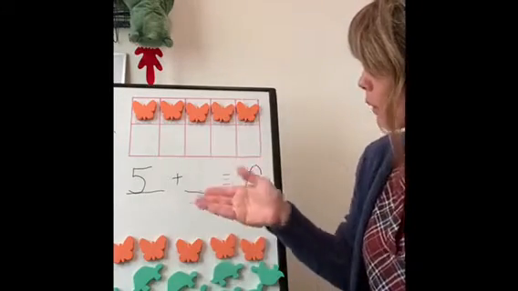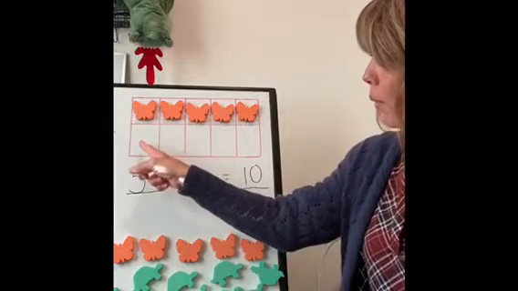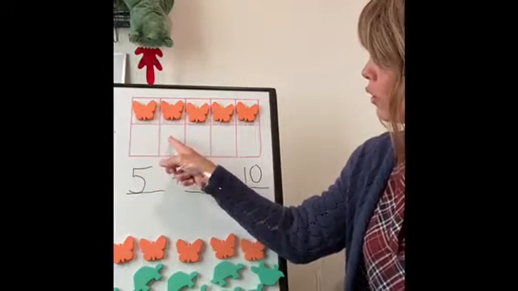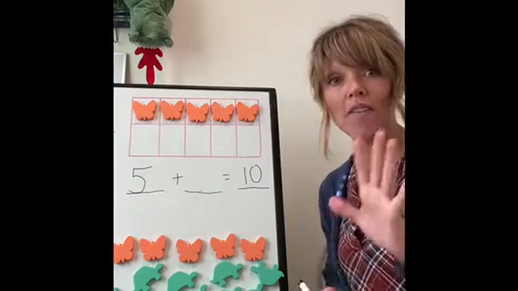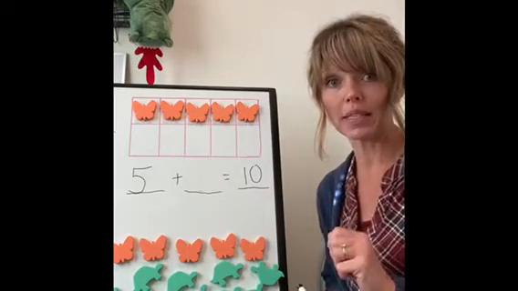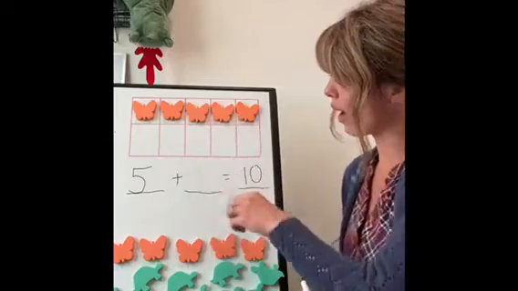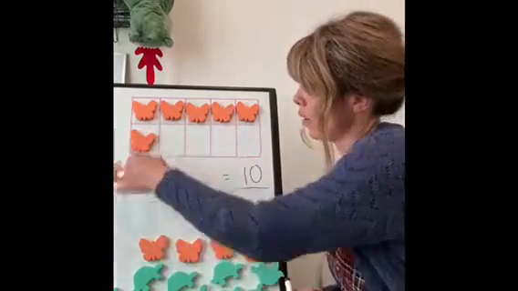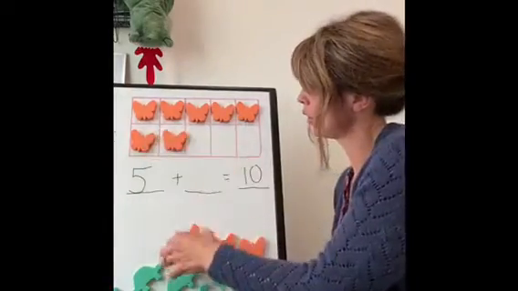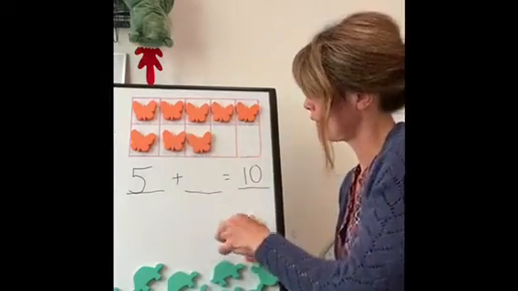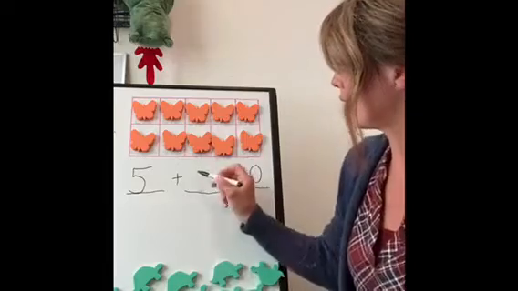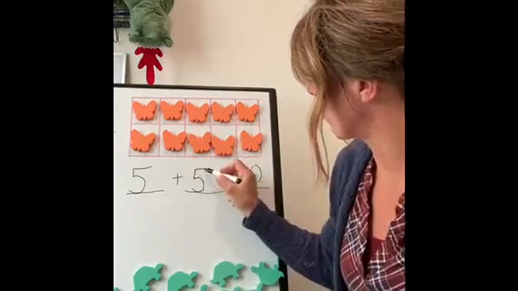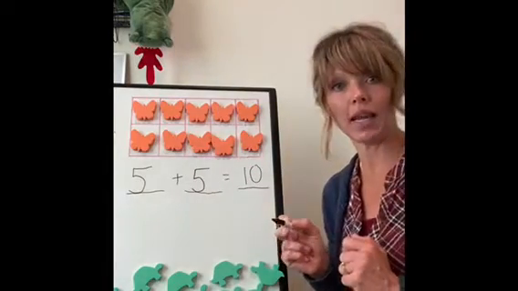So the missing number is, let's count how many spaces we have left. 1, 2, 3, 4, 5. So we need 5 more to make 10. So if you start out with 5, then you'll need 1, 2, 3, 4, 5 more to make 10. So 5 and 5 more equals 10.